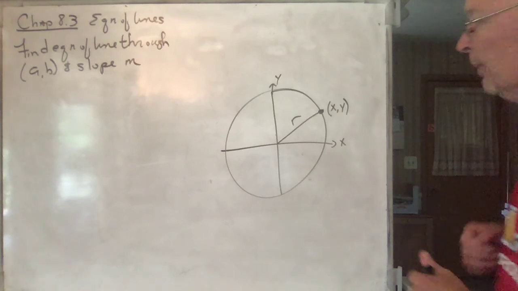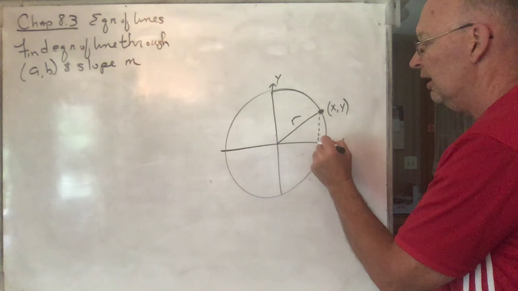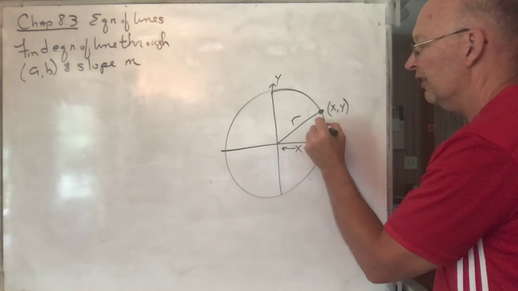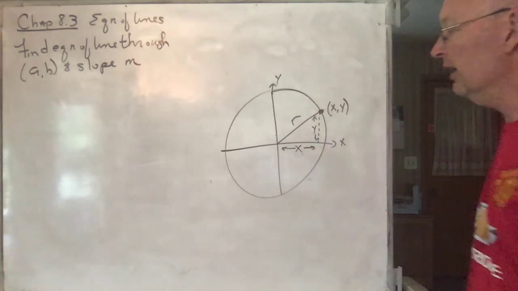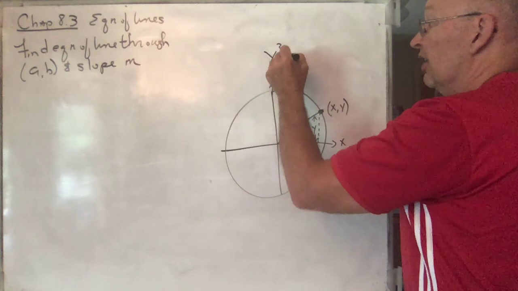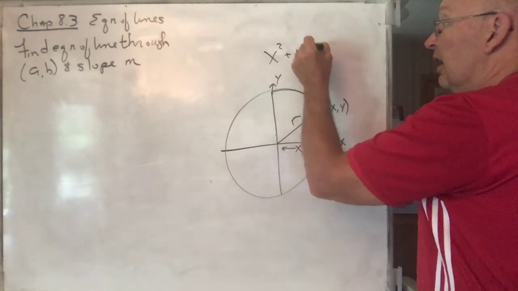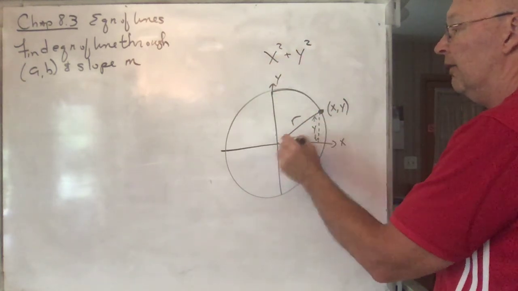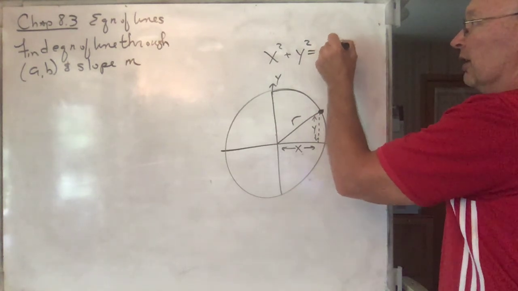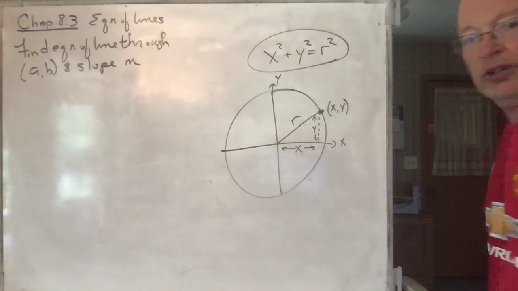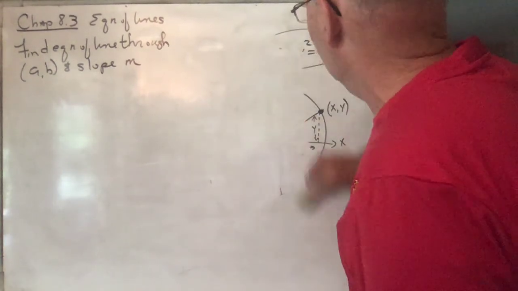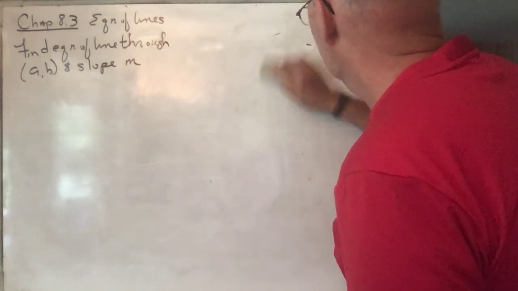And the answer, if you remember the Pythagorean theorem, is that since this distance is x and this length right there is y, by the Pythagorean theorem, x squared plus y squared is equal to the square of the hypotenuse, which would be r squared. And so there's the equation of a circle. Okay, remember that? So now we're going to do something similar for lines. Same idea, same spirit. Okay?